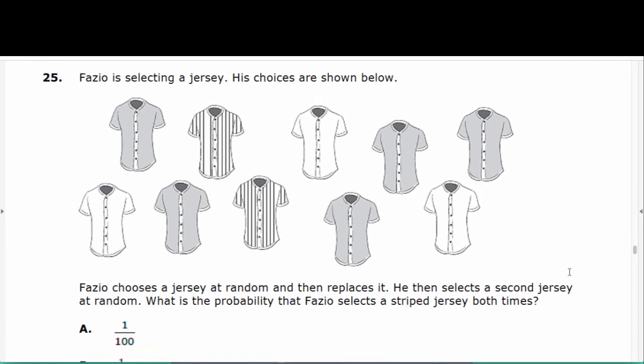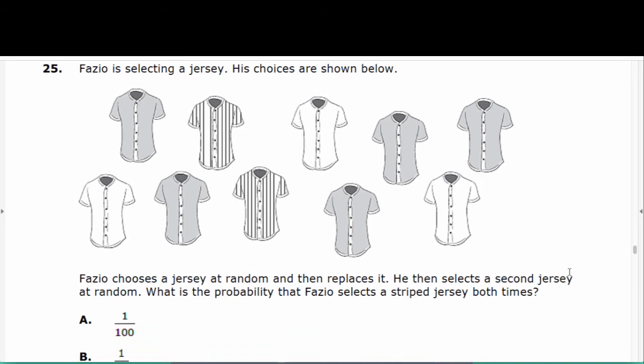Question 25. Fazio is selecting a jersey. His choices are shown below. Fazio chooses a jersey at random and then replaces it. He then selects a second jersey at random. What is the probability that Fazio selects a striped jersey both times?